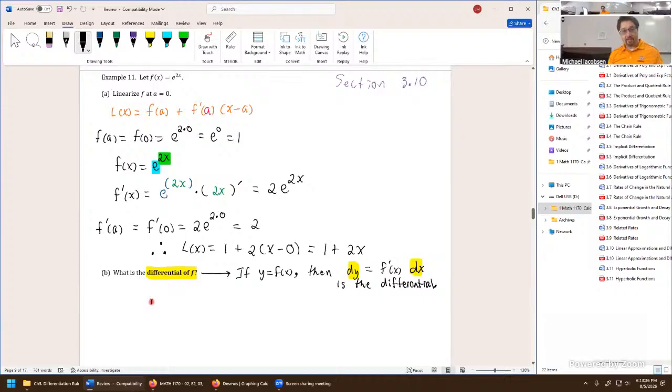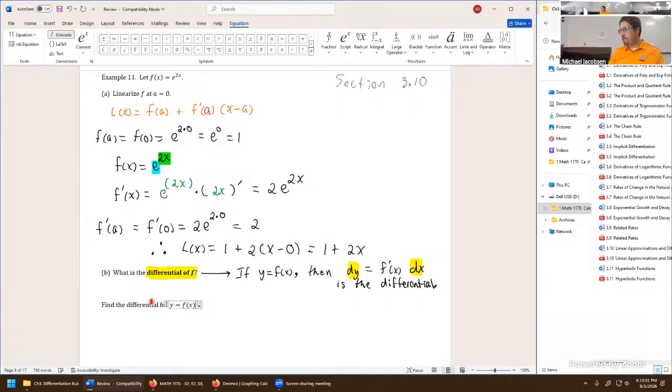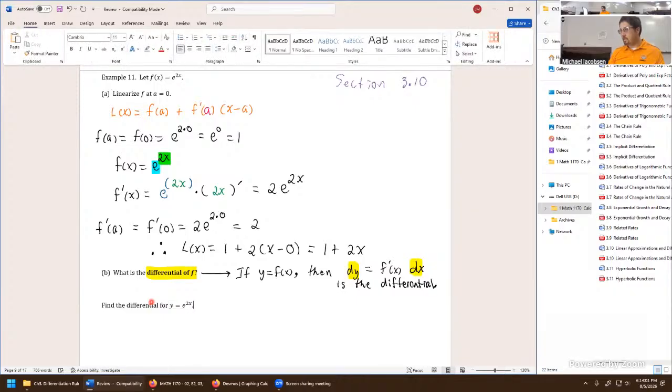Let me put in a quick edit on this one. Sorry for the edit here. What is the differential of f? Let me just rewrite. Find the differential for y equals f of x, which is equal to e to the power 2x. I think actually let's write it in this form. y equals e to the power 2x. So sorry for the quick edit.